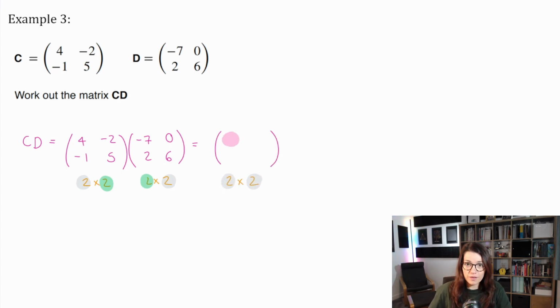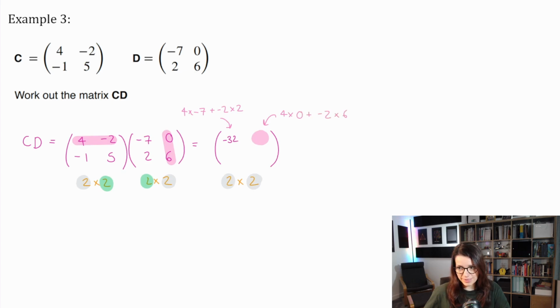So for the first row, first column, we multiply the first row by the first column. In this case, that will be 4 times minus 7 plus minus 2 times 2, which gives us minus 32. Now you can do this in whatever order you like, but I usually then go to the first row, second column. So now we're going to do 4 times 0 plus minus 2 times 6, gives us minus 12. Next, down here, second row, first column, let's do minus 1 times minus 7 plus 5 times 2, 17. Last one, second row, second column, minus 1 times 0 plus 5 times 6, which is 30, and we're done.